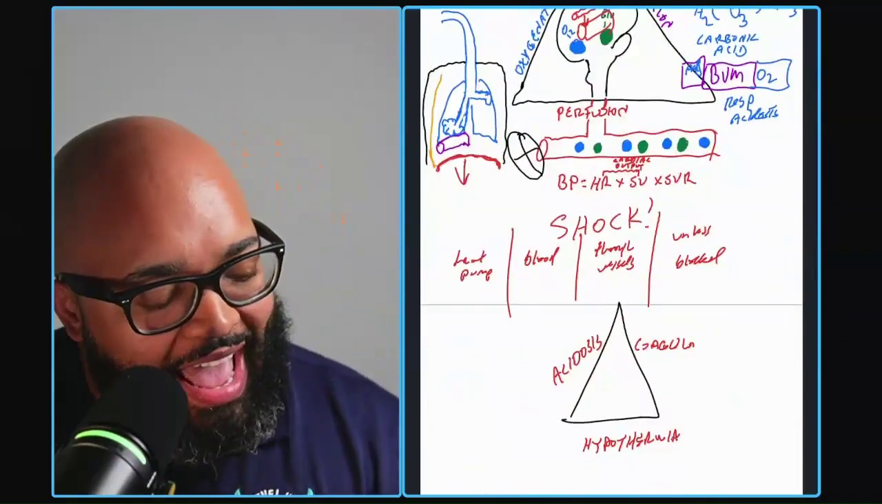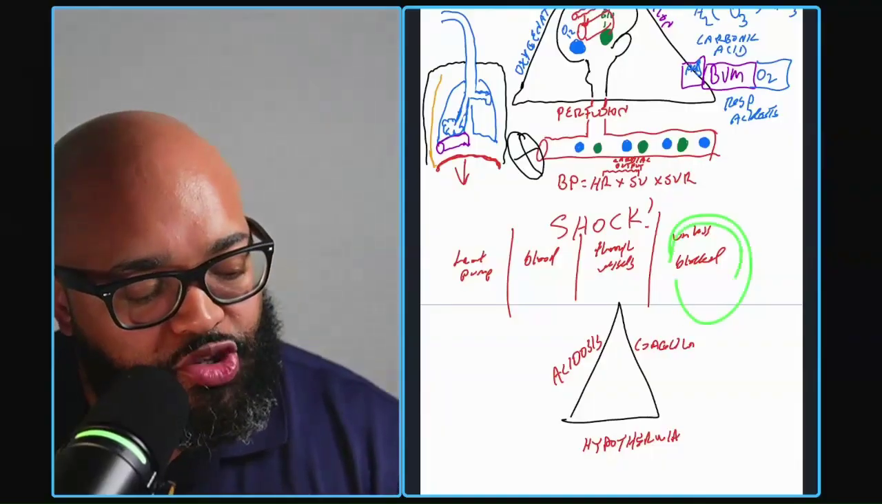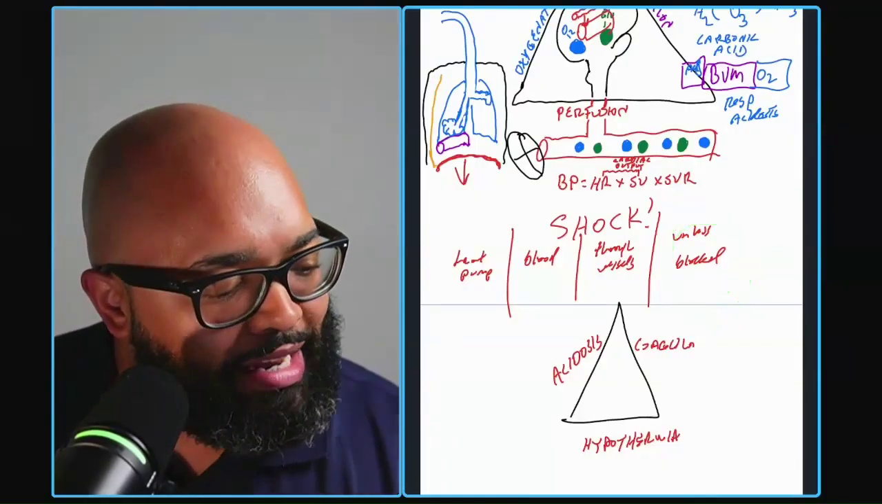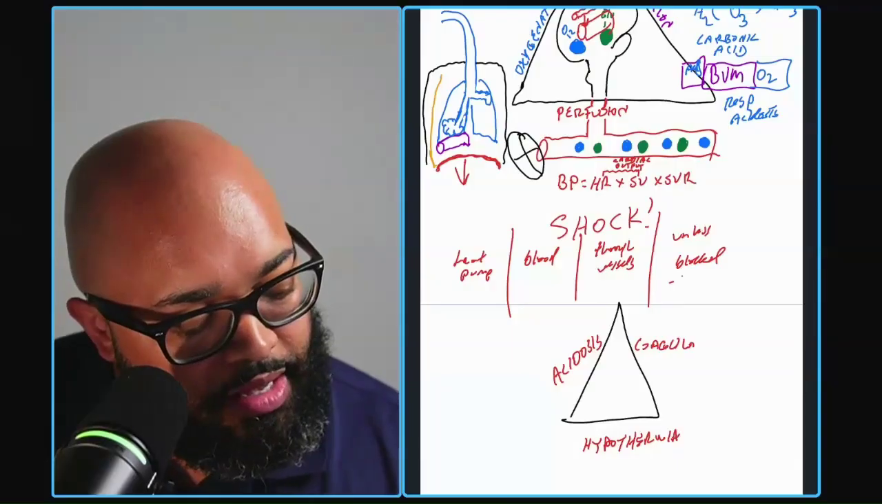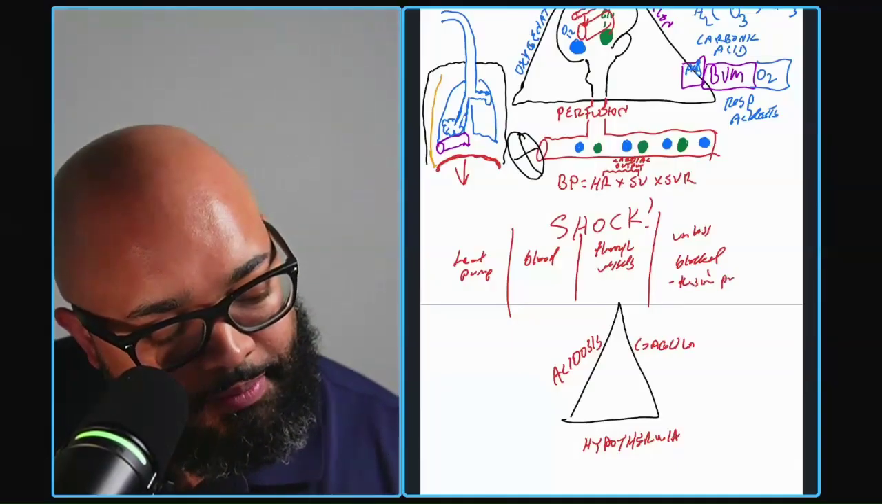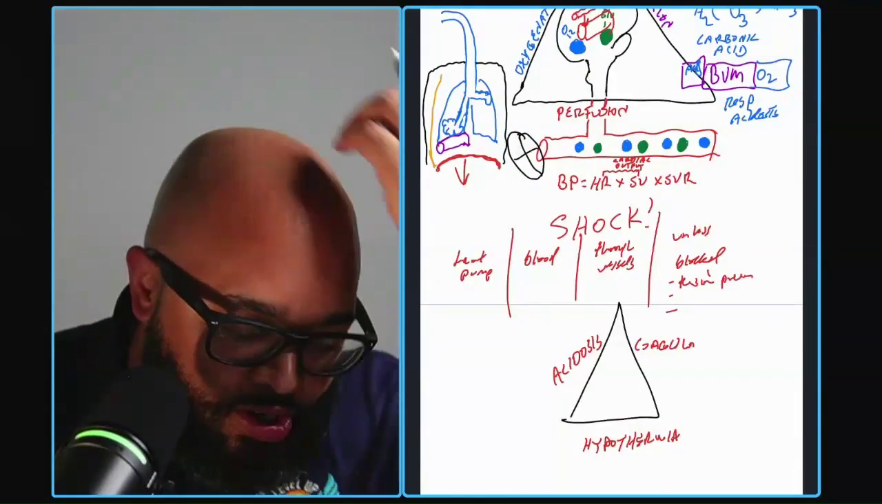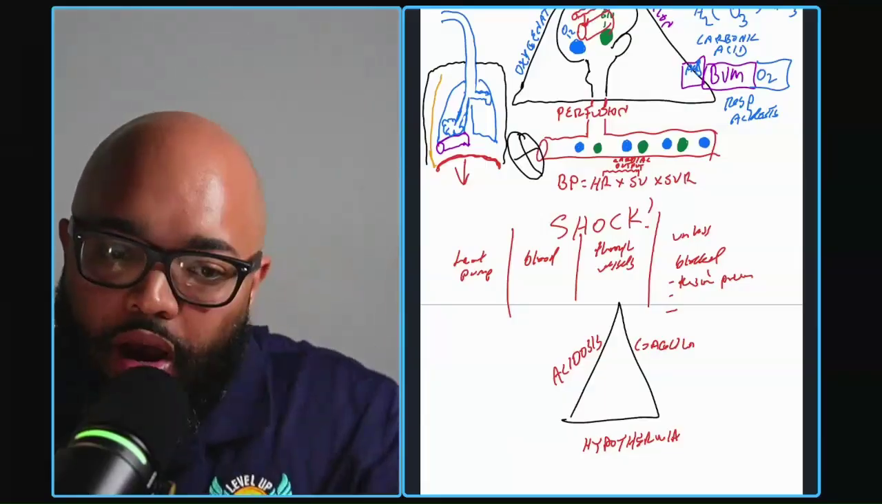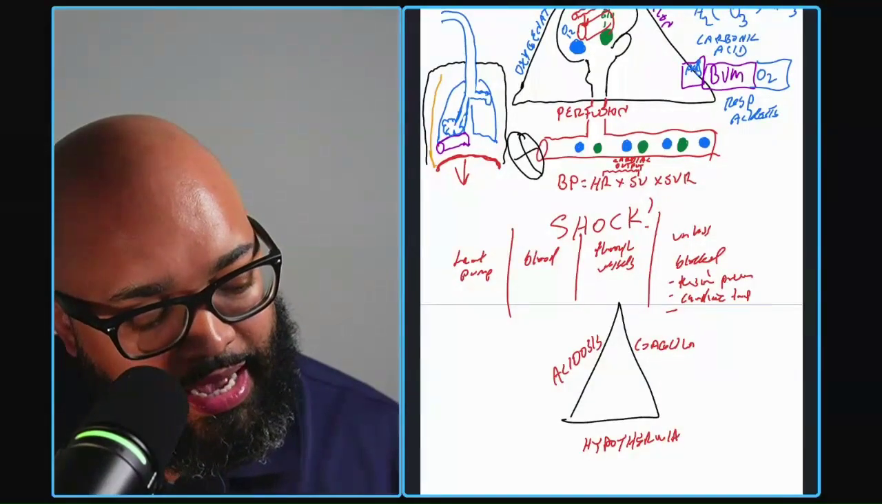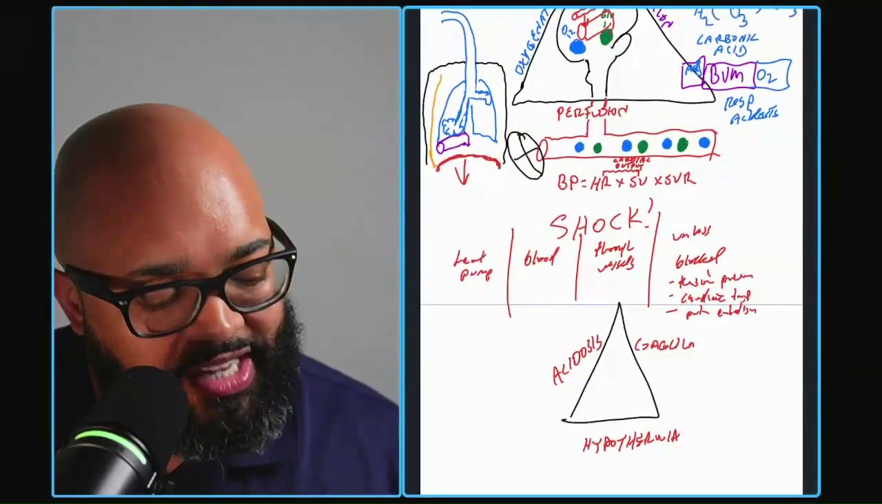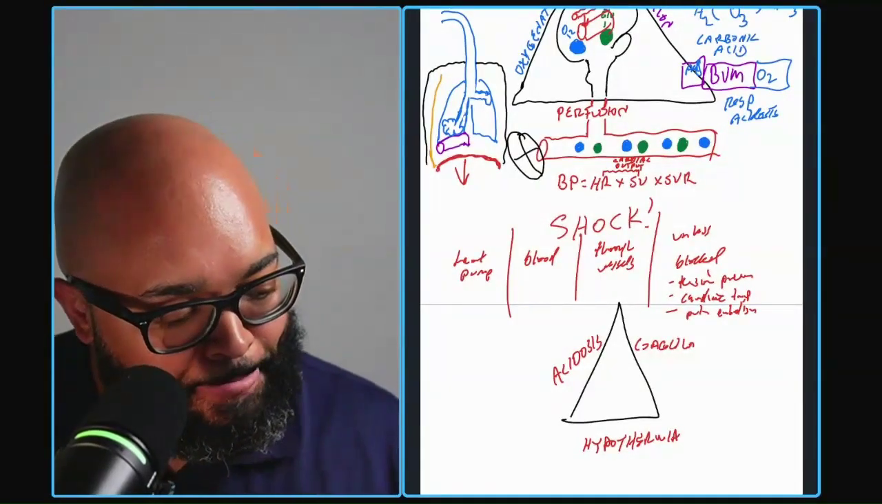Okay, now what if I have these obstructive shocks? So, let's make sense of it. Under my obstructive shocks, remember we have tension pneumothorax. What else? Give me some other big causes of obstructive shock. Cardiac tamponade. And what else? Pulmonary embolism. Okay. Now, let's make sense of each one of those.